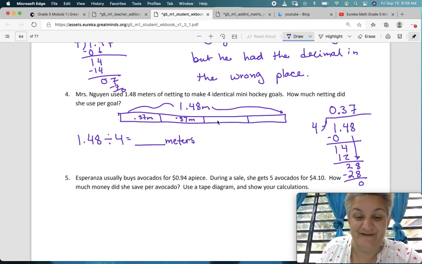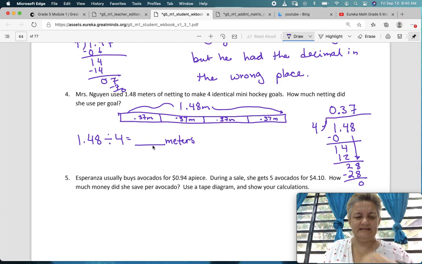If you wanted to convert that into centimeters, that would be 37, right? Ooh, let me sneeze.